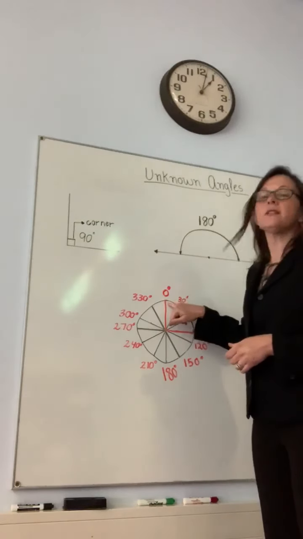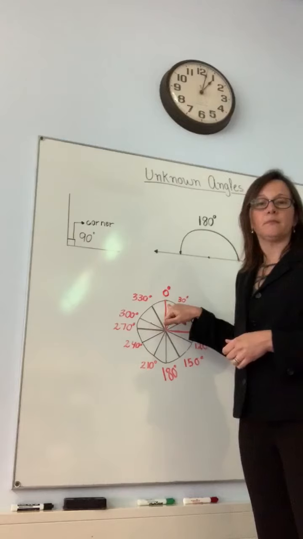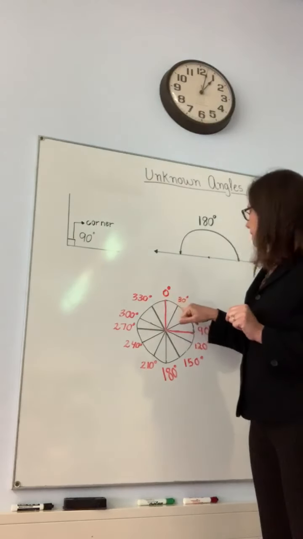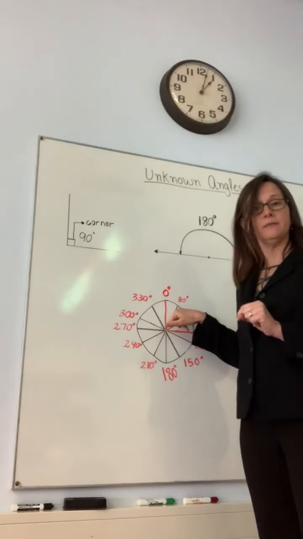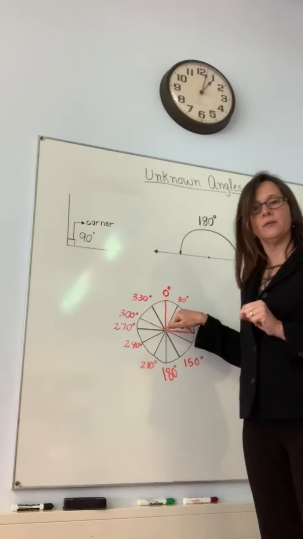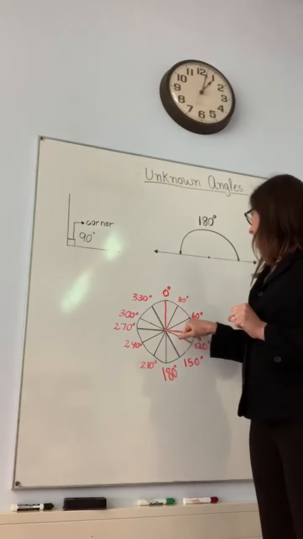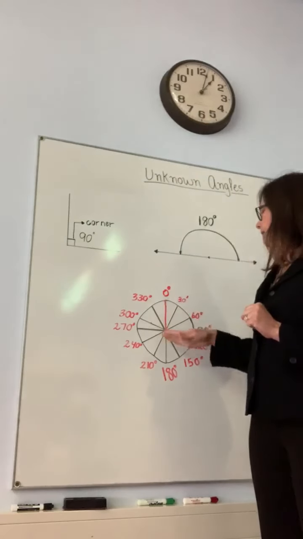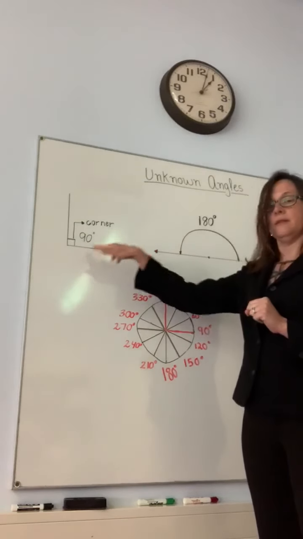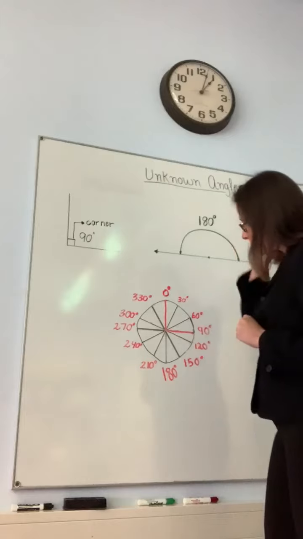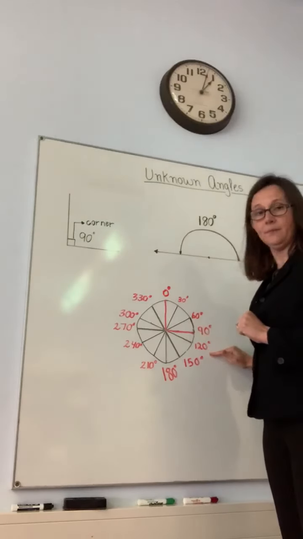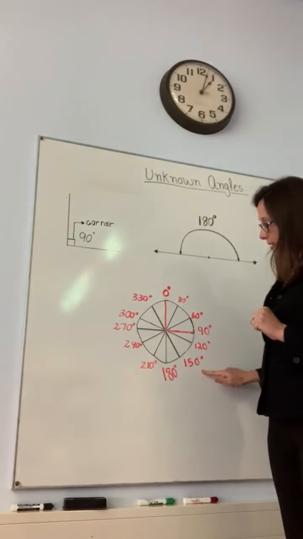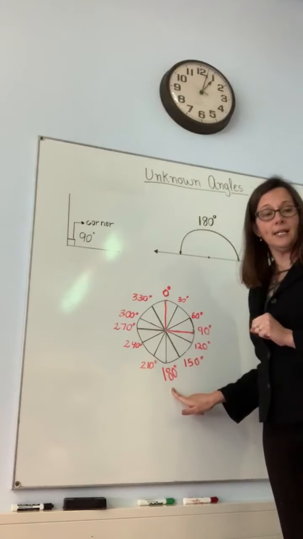So this angle starts with 0 degrees here. And then I'm moving to the next angle, which is 30 degrees, and then 60. And then look, a 90 degree angle, I highlighted here in red, 90-degree angle, correct? Then we keep moving. This is 120, this is 150, and this is 180.